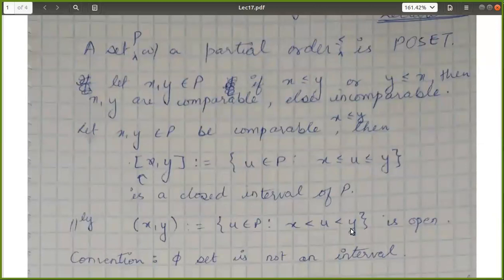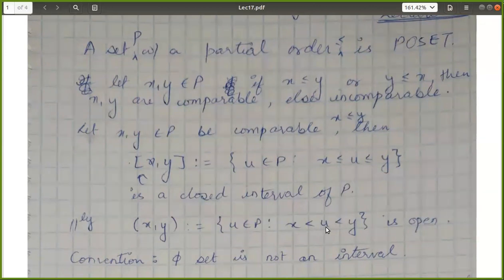So that is why in the beginning I said that we'll be using the less than equal to interchangeably with greater than equal to by swapping the two sides. And we'll also be using the strictly less than symbol, which appears here, and the strictly greater than symbol, which you can see from here if you swap the two elements u and y, and the symbol equal to.